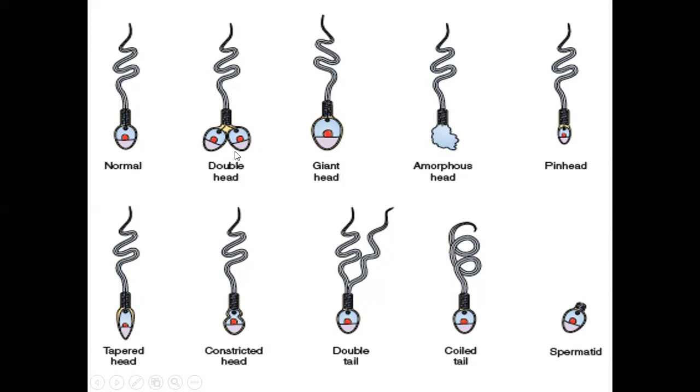Any abnormal morphology involving the head would result in difficulty in penetrating the ovum, whereas any abnormal morphology associated with the tail would cause an abnormality in sperm motility. Okay?